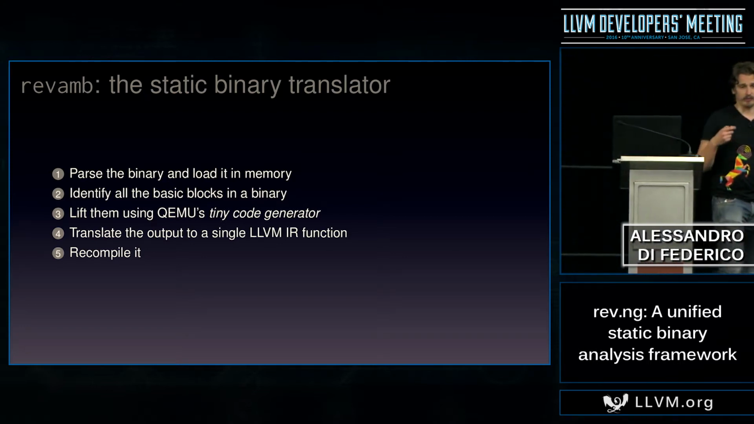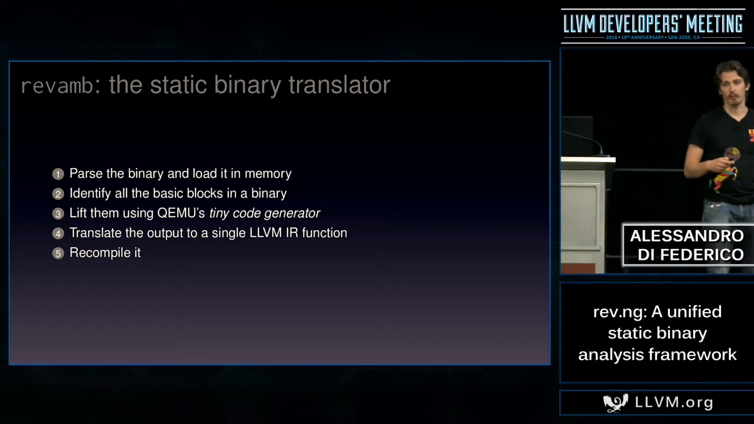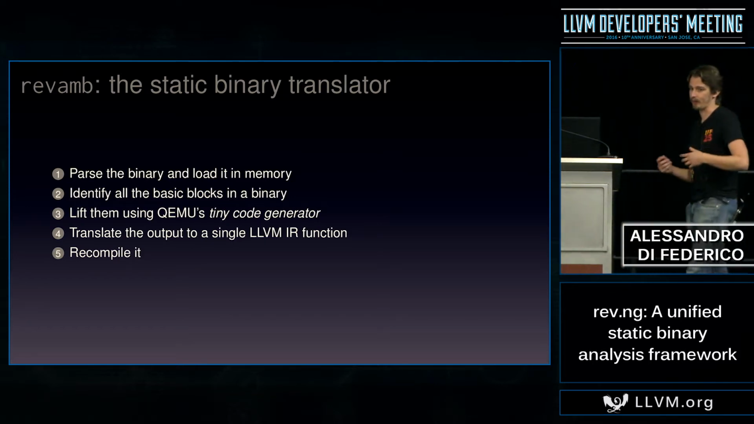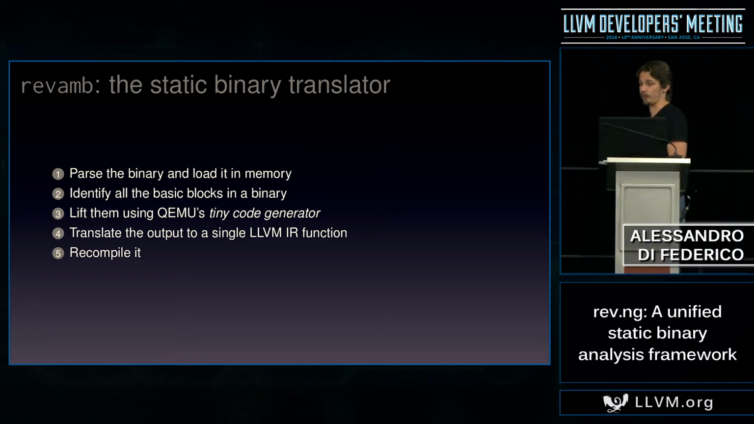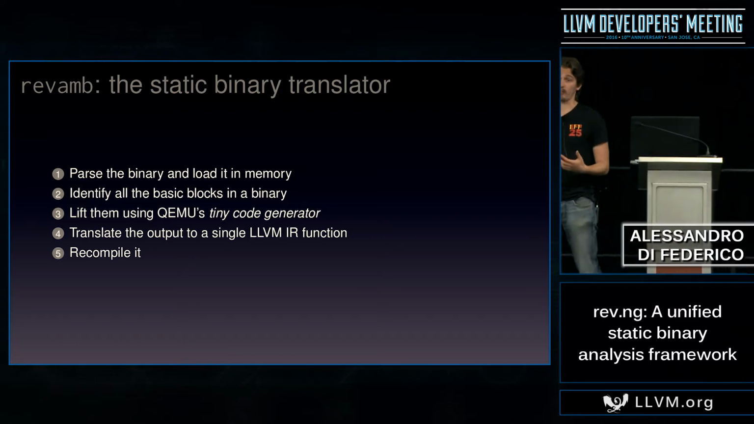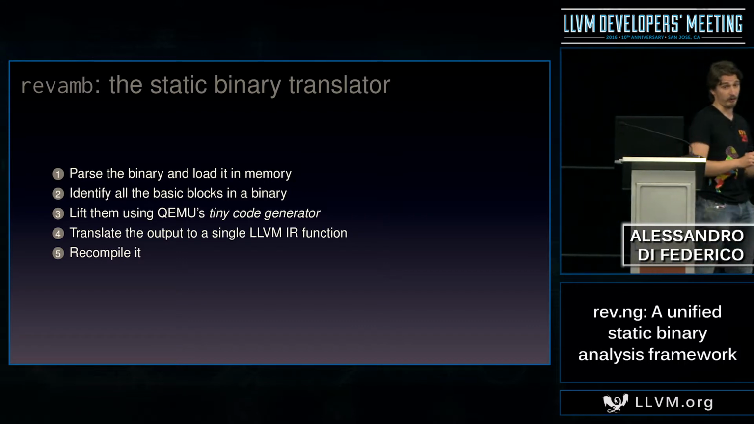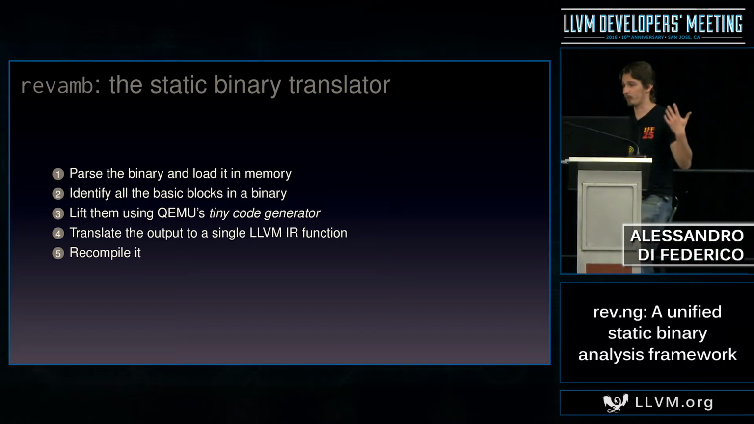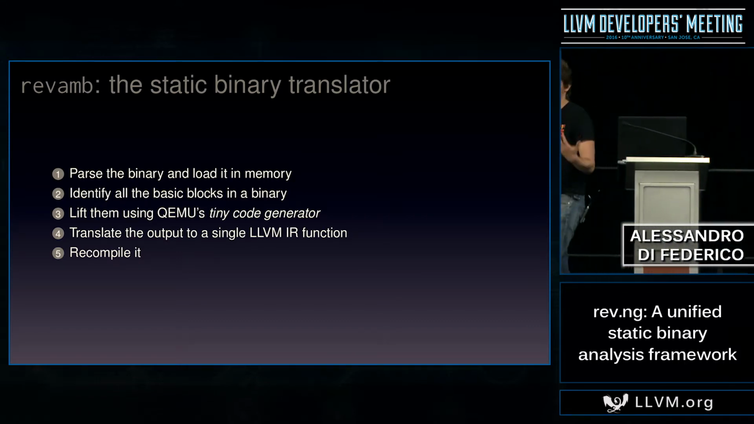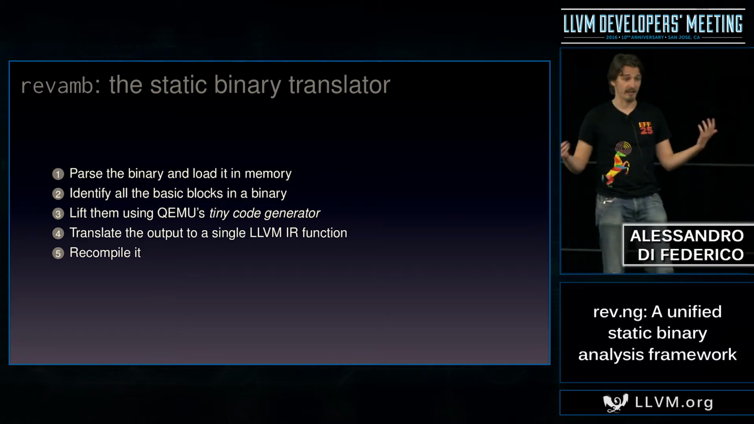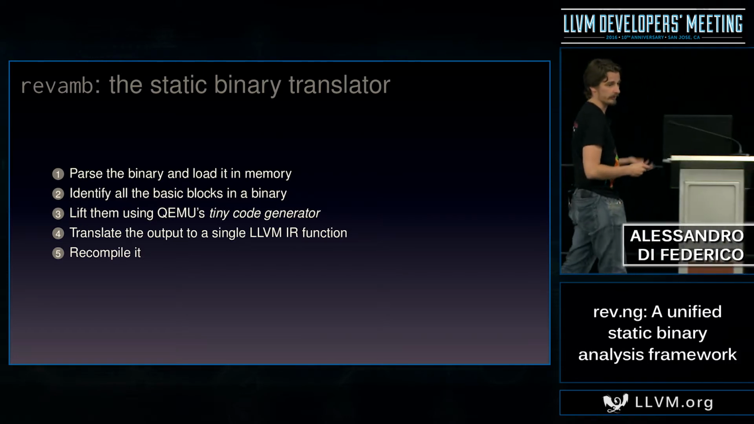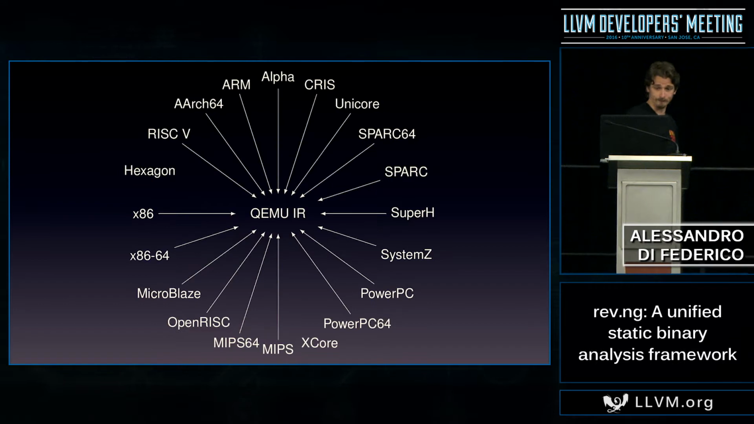Then, since this IR that QEMU provides is very rough and not very suitable to perform the analysis that we want to perform, we translate it to LLVM IR. We collect all of these basic blocks in a single function, and then since we are there, what is the most obvious thing that you can do when you're in LLVM? Compile it back. So this is the first thing that we do. This is the core of our tool.